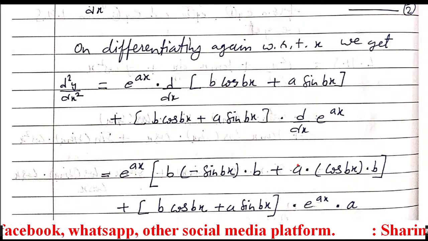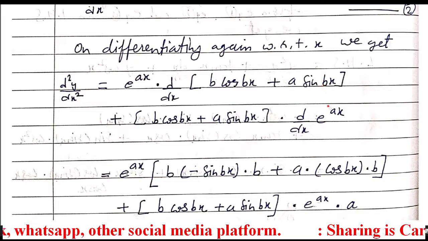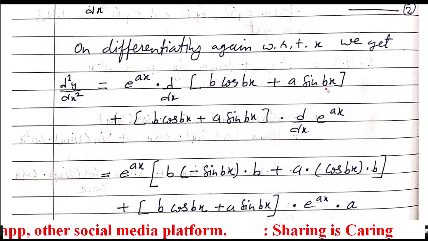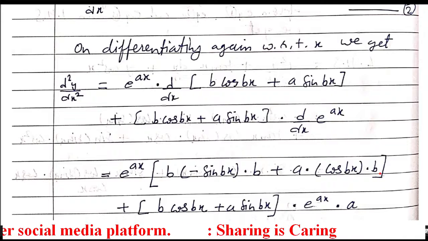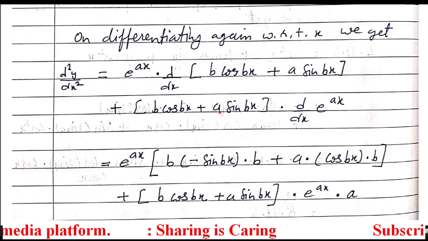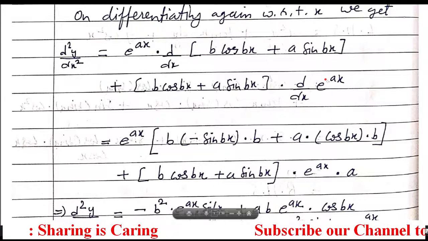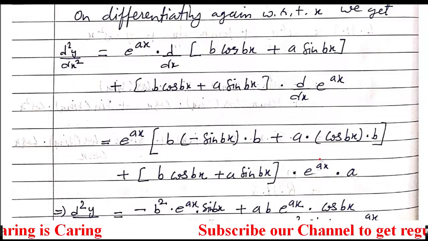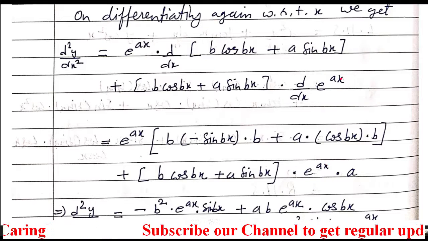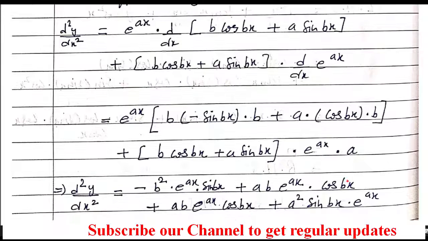Again this a as it is, sin bx differentiation is cos bx, and this bx again we have to differentiate, so that will give us b. Now this big bracket I wrote here as it is, and ax differentiation is e to the power ax, and ax differentiation according to the chain rule is a.